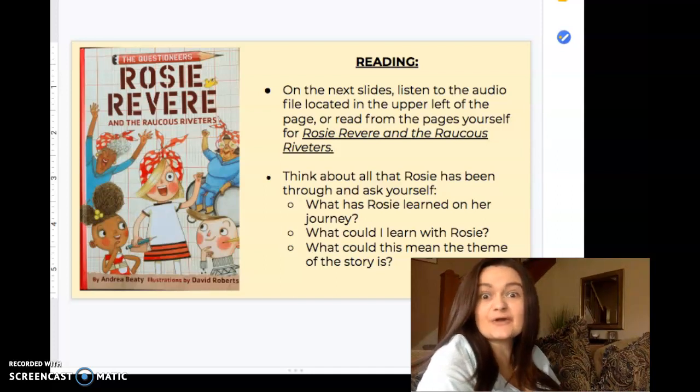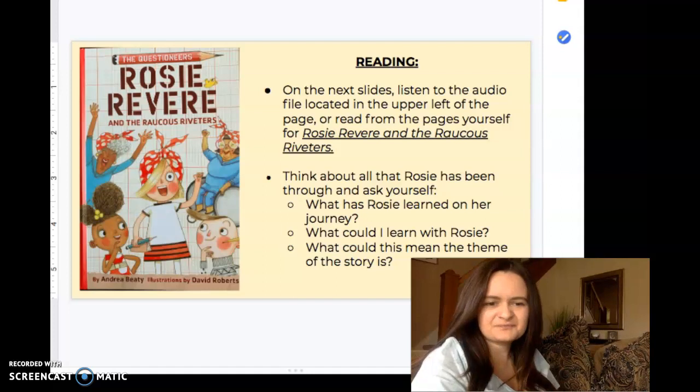Hey guys, I'm snuggled up on my couch ready to read the next portion of Rosie Revere.